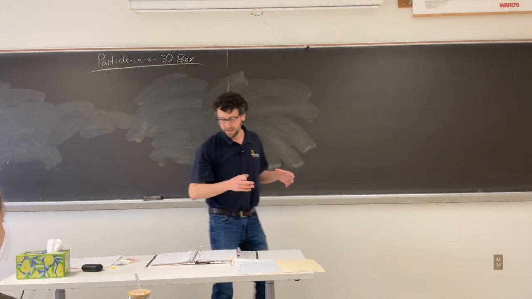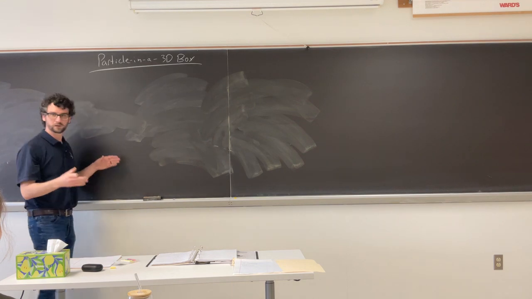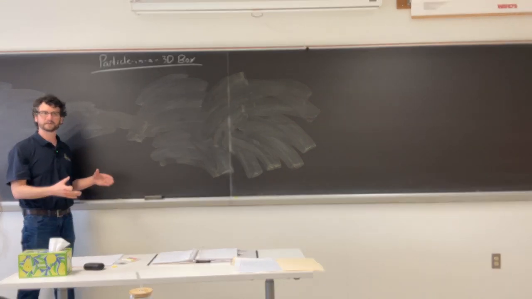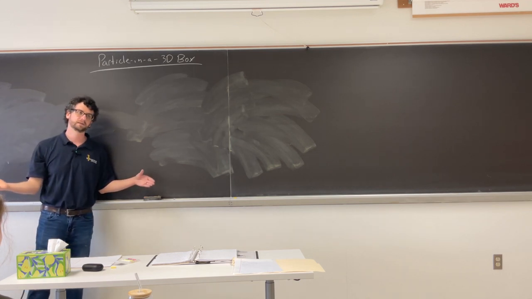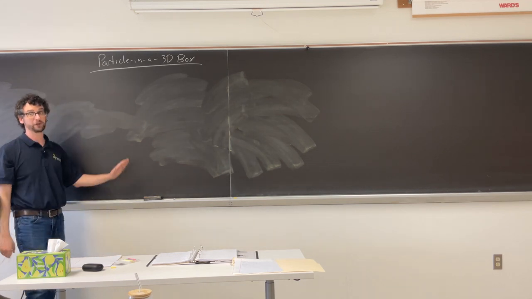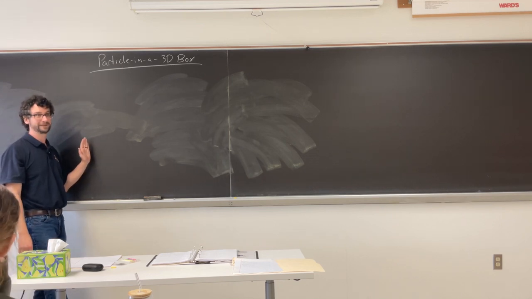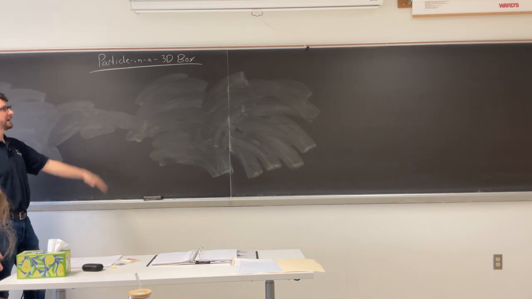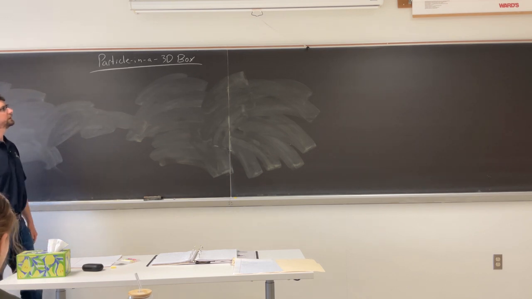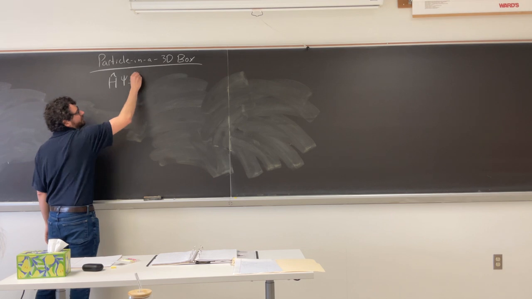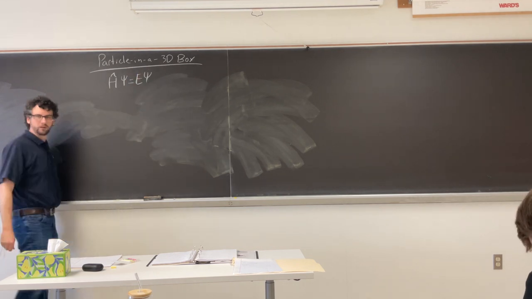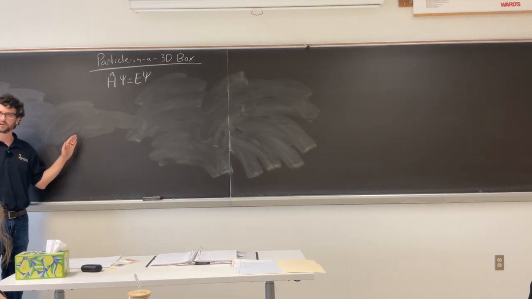We said that we have a box. What's the potential on the inside of the box? 0. What's it on the outside of the box? Infinite. And then what did we say about the walls? Because the walls matter. Stuff can't get through them. They're impenetrable. So we're going to describe that system. We came up with the generic Schrödinger equation. And then we had an applied Schrödinger equation, right?